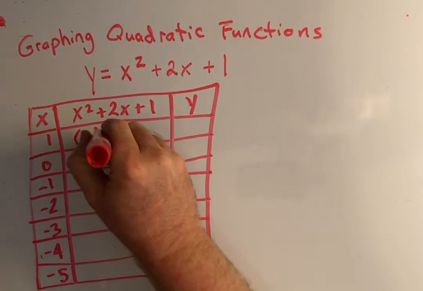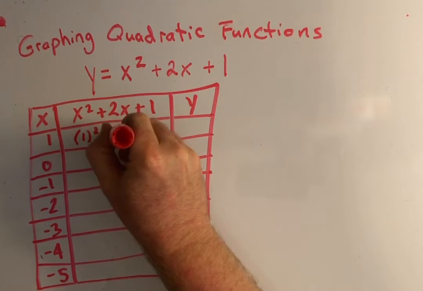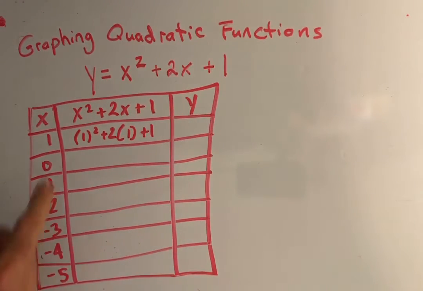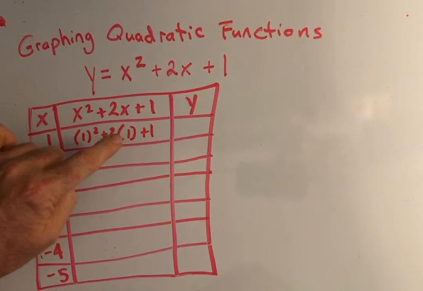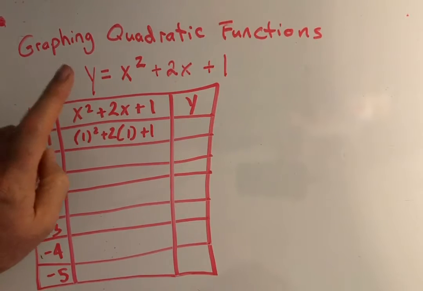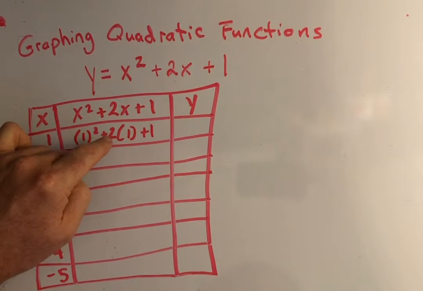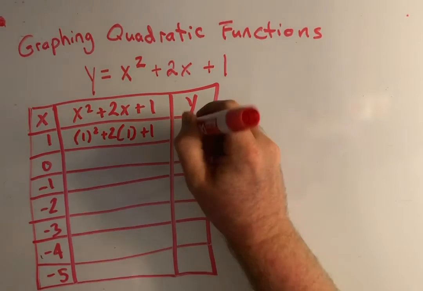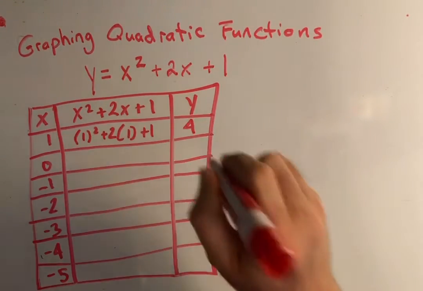All right, so I'm going to do 1 squared plus 2 times 1 plus 1. All right, so we got 1 squared, that's 1. Plus 2 times 1, that's 2. So 1 plus 2 is 3, plus 1 is 4. Okay?